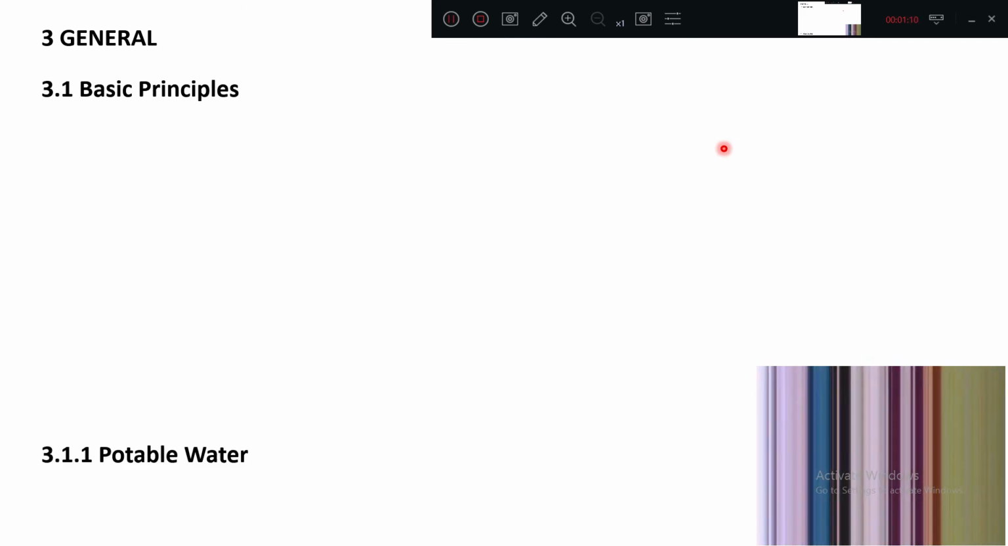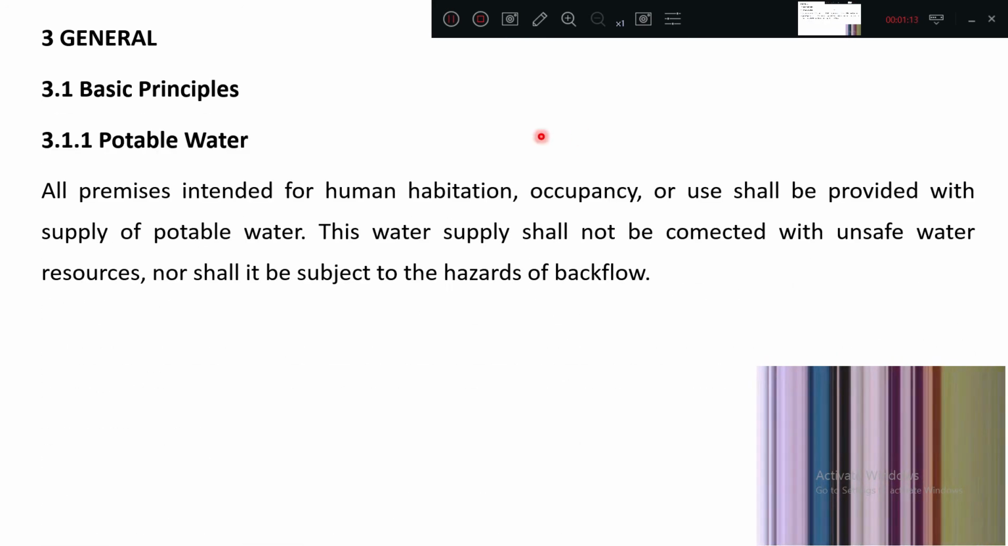In this section 3, general, we are going to see some basic parameters, basic principles. First one is potable water. All premises intended for human habitation, occupancy or use shall be provided with a supply of potable water. This water supply shall not be connected with unsafe water resources, nor shall it be subjected to hazards of backflow. Potable water means it should not be connected to unsafe sources or backflow. So every human should get potable water.